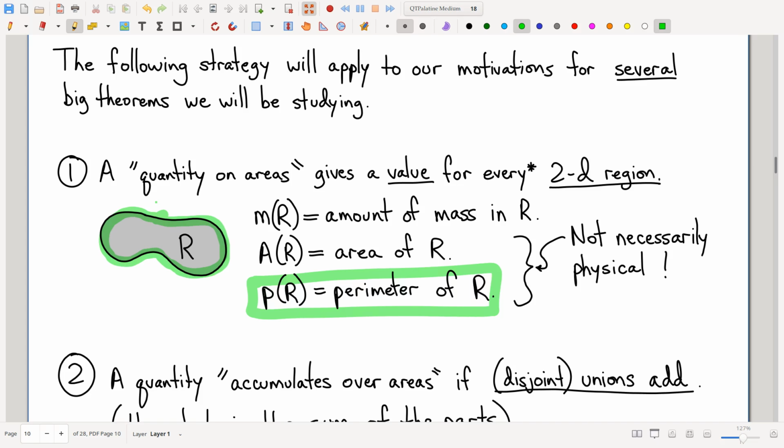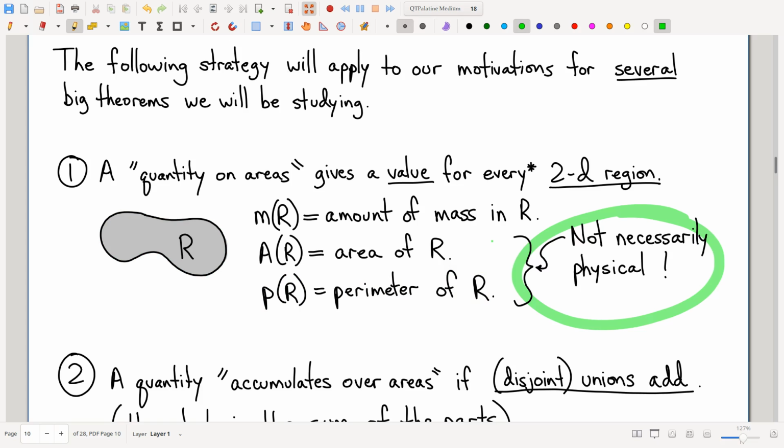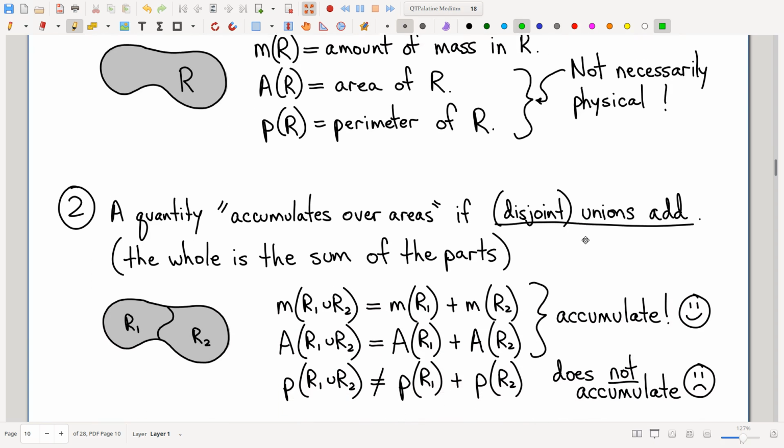Okay. And I'll just make a couple of innocent observations here. They may or may not be physical. Mass is physical, but perimeter is really more geometric, I think you'd say. Okay. All right. Now here is a special kind of quantity.